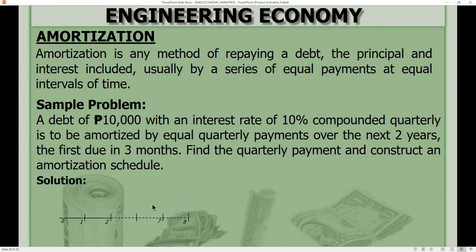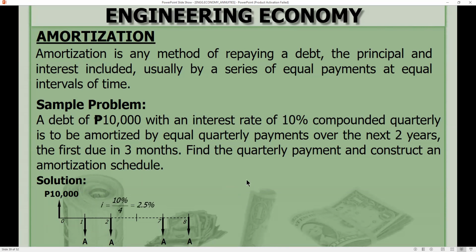So, if you do the cash flow diagram, you have a debt of 10,000, to be repaid or amortized by equal quarterly payments over the next 2 years. So, for 2 years, there are 8 periods because it is quarterly. So, 8 periods. The first payment is due in 3 months, so you don't start at zero. 3 months, 6 months, 9 months, 1 year, up to 2 years. So, this is an ordinary annuity. To solve for A, just use the formula in ordinary annuity.